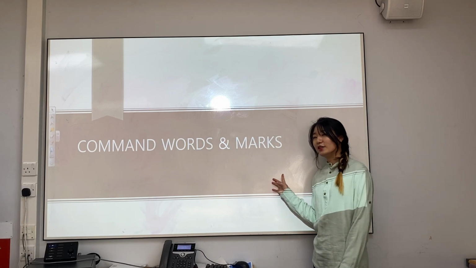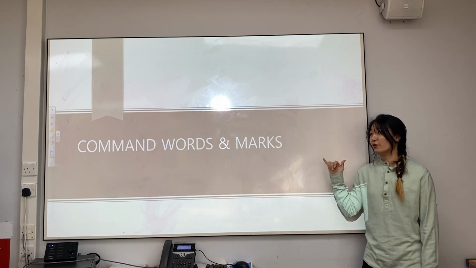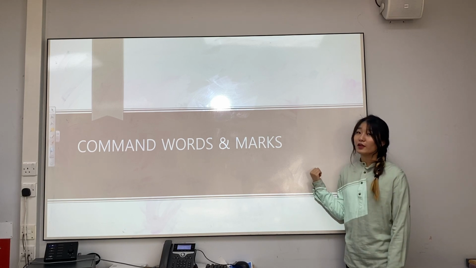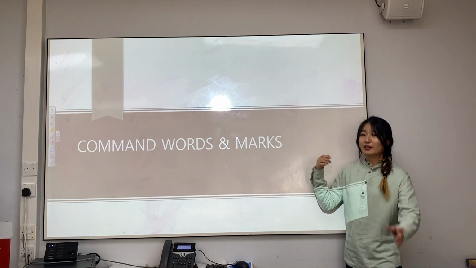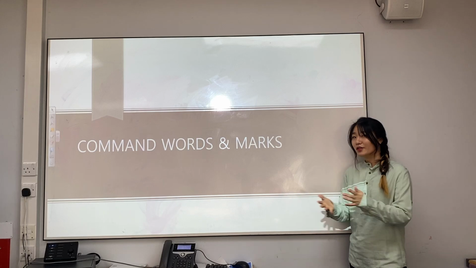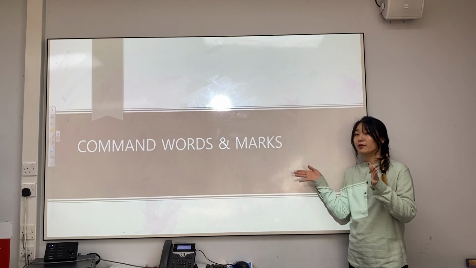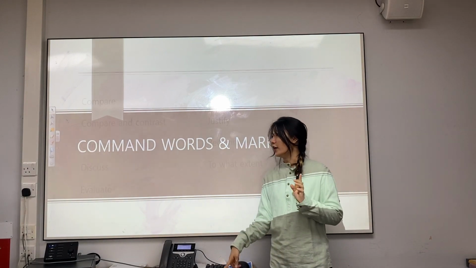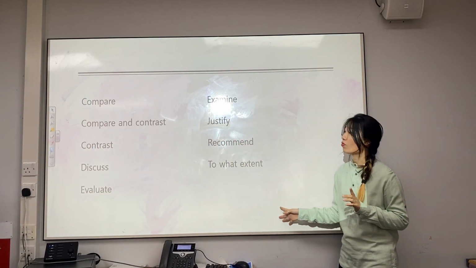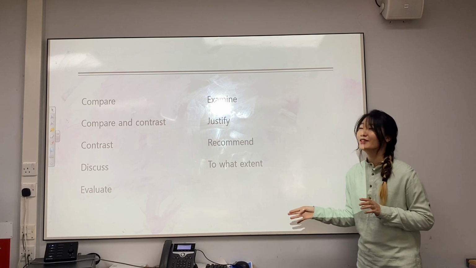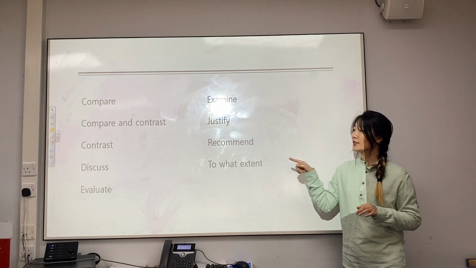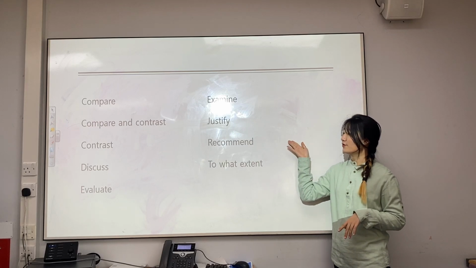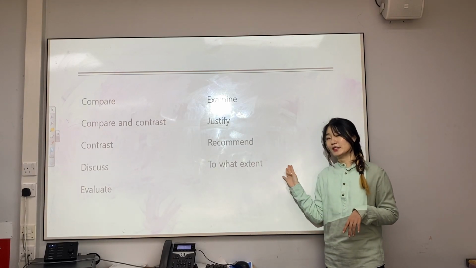So like we always did, we're gonna go through command terms and marks, but we're gonna do it differently because AO3 command terms are command terms that cost you 8 to 10 marks. You want to know exactly what each of them are asking you to do. So we'll go through each of them in detail. And in total we have 9: compare and contrast, discuss, evaluate, examine, justify, recommend, and to what extent.